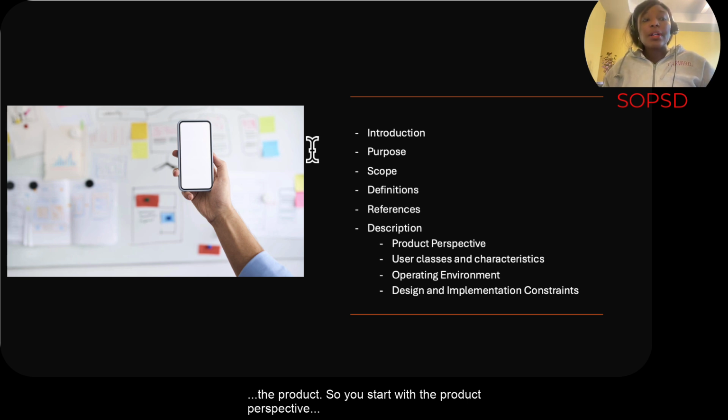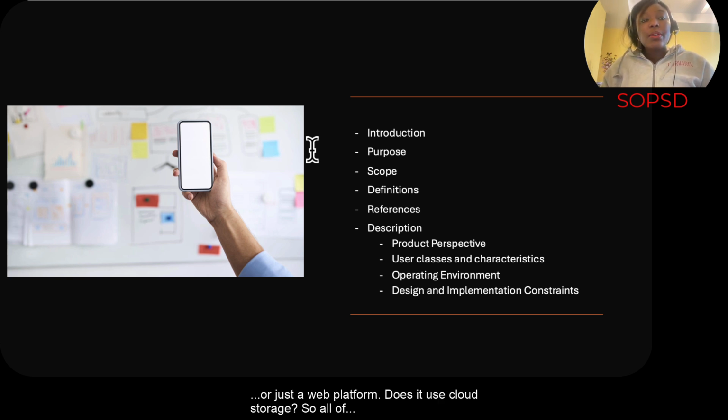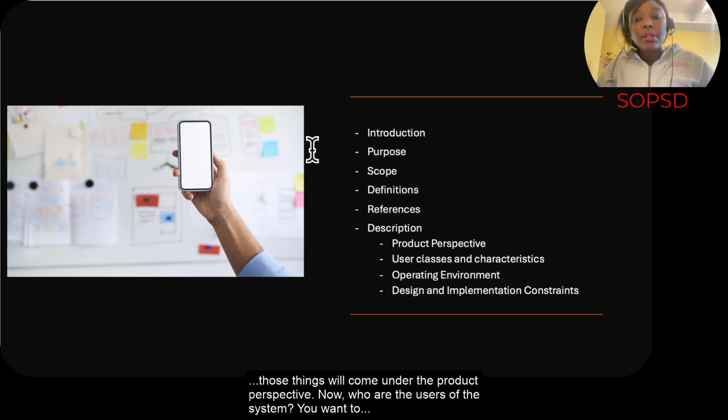In this section you want to talk about whether it's a standalone system, whether it's accessible on mobile, whether it will be via mobile apps like Android and iOS or just a web platform. Okay, does it use cloud storage? So all of those things will come under the product perspective section.